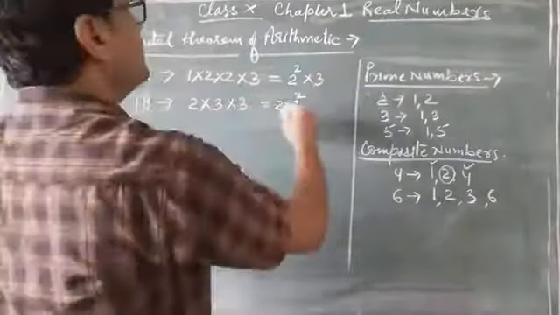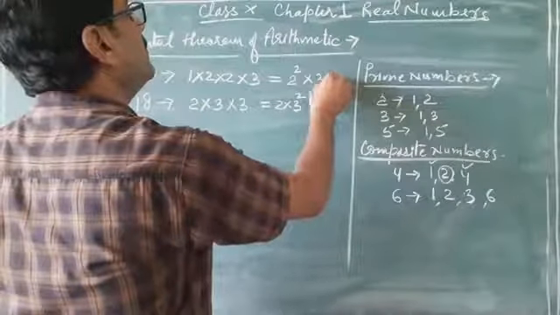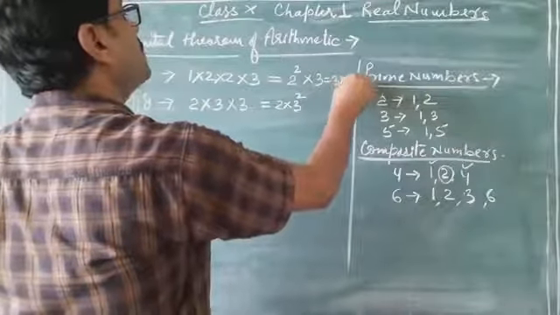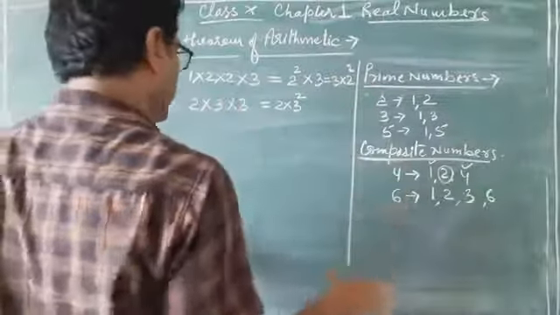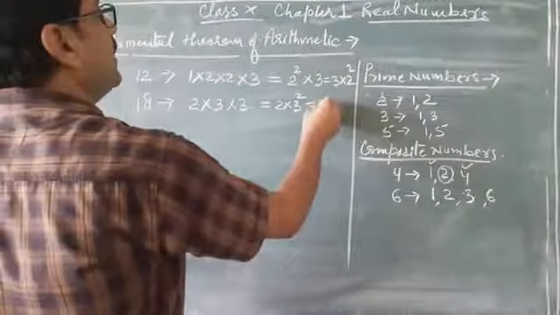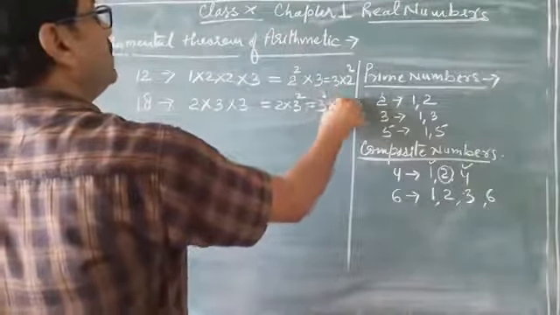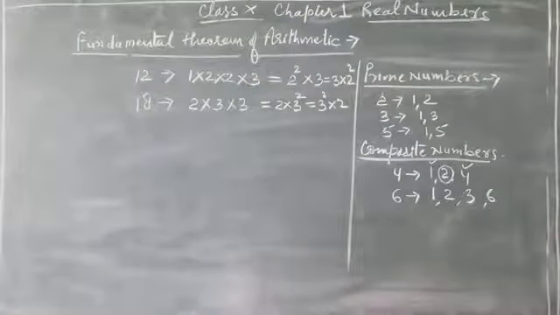We can write it as 3 into 2 square, so it doesn't matter. We can write it as 3 square into 2, it doesn't matter.